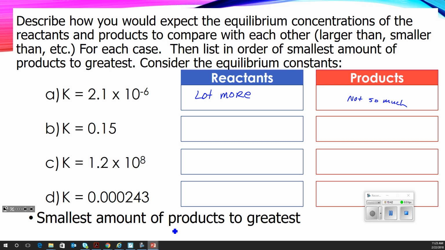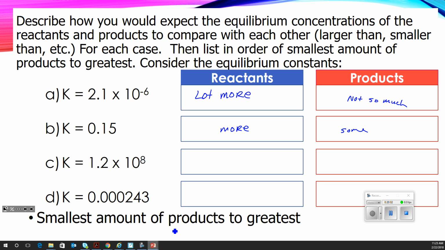Okay, so let's look at the next one, 0.15. I have more reactants, but not a lot more, right? Because the previous was a very, very small number. This one's not as small. So I have more, but not a lot more, and I have some of the products.